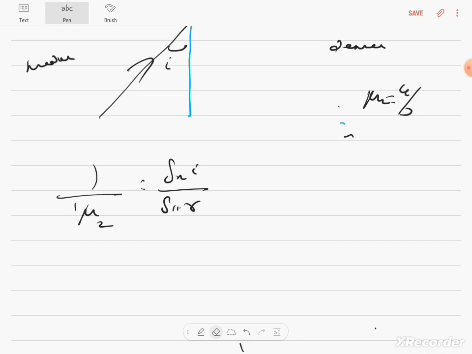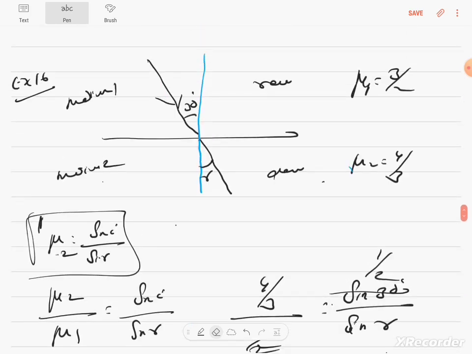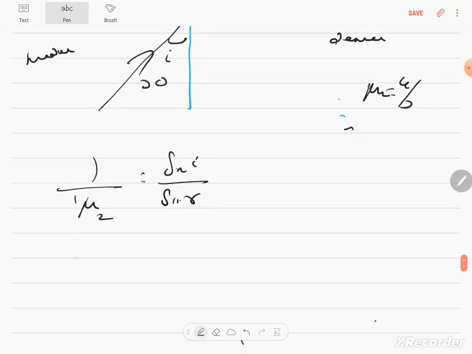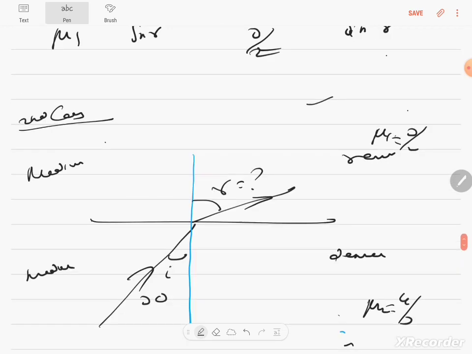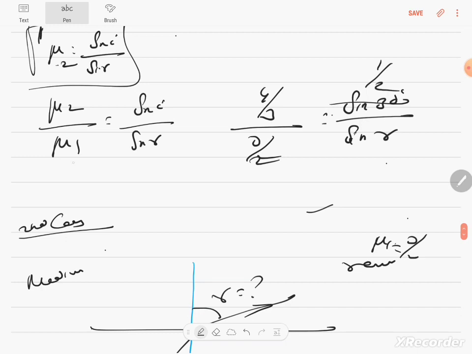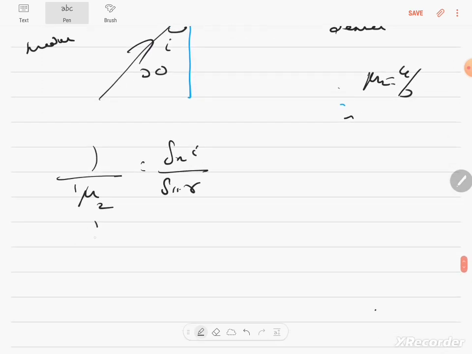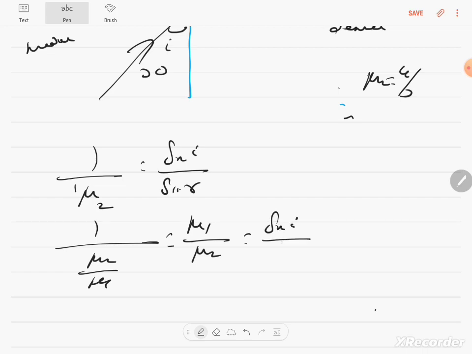Correct? What is angle of incidence? What is the angle of refraction? The angle of incidence here is the same 30 degree it's entering. They're asking for angle of refraction. And you write 1 by mu. What is mu? Normally you write mu 2 by mu 1. Here you have to write mu 1 by mu 2 because it's reciprocal. So it's actually 1 by mu 2 by mu 1. Therefore it will become mu 1 by mu 2 is equal to sin I by sin r.